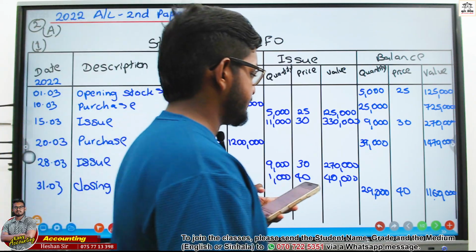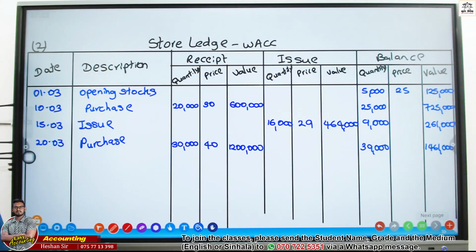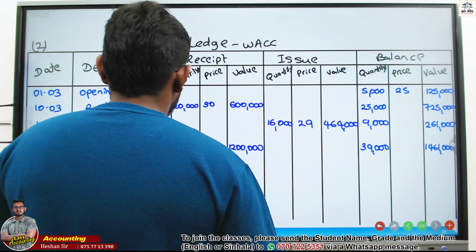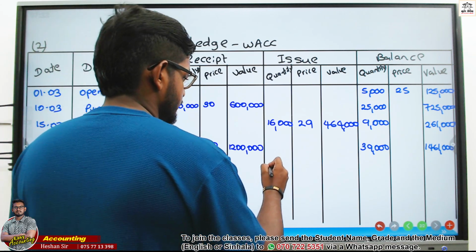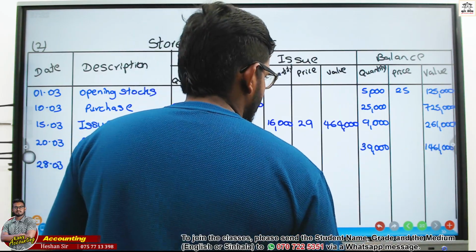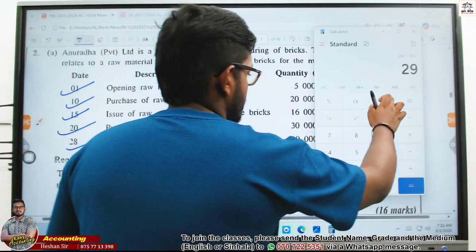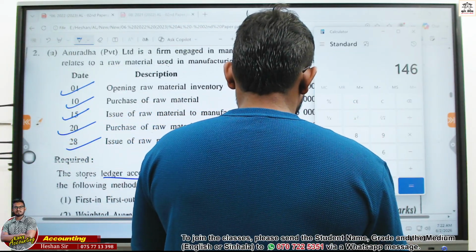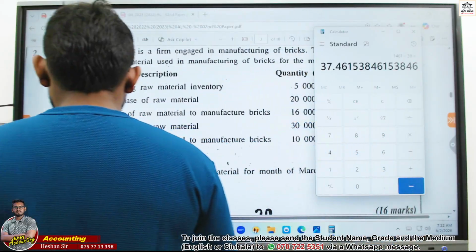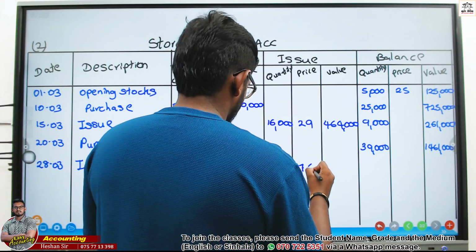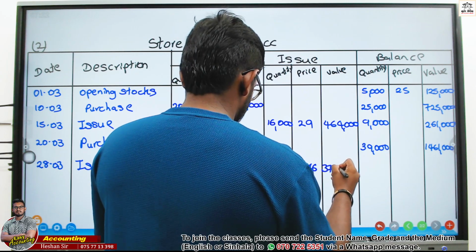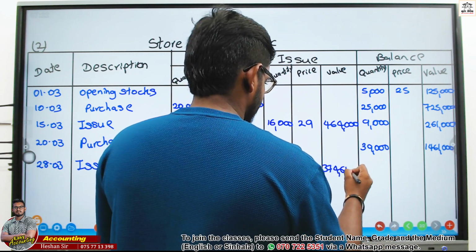Now, if you go to here, 28th of March issue, right? So you are issuing 10,000, right? Yes, 10,000. 1,461 divided by 39, how much? That is 37.46. You can take 37.46, that is 374,650.